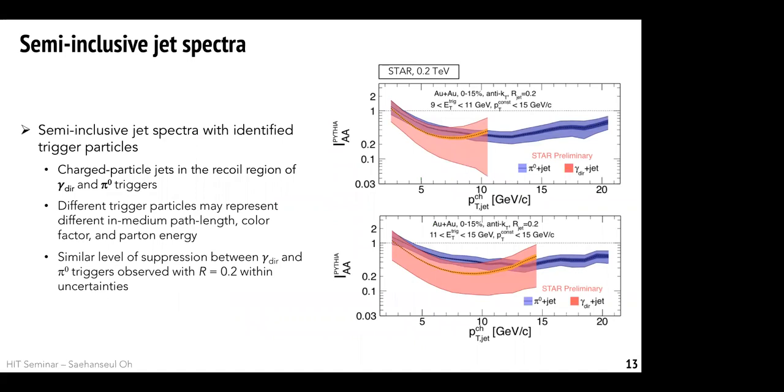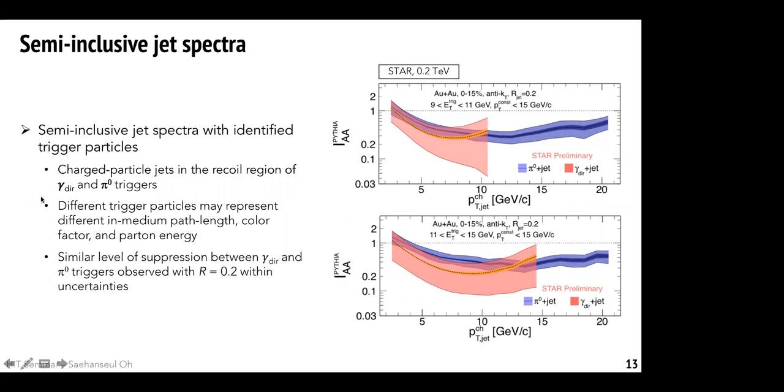Another benefit of using semi-inclusive jet spectra is that we can do more differential measurements using different trigger particles. In the previous paper, we used charged particles as our trigger particles, but we can now use identified trigger particles. One example is that we can use direct photon or pi0 as trigger particles. The direct photon and pi0 have very different characteristics.